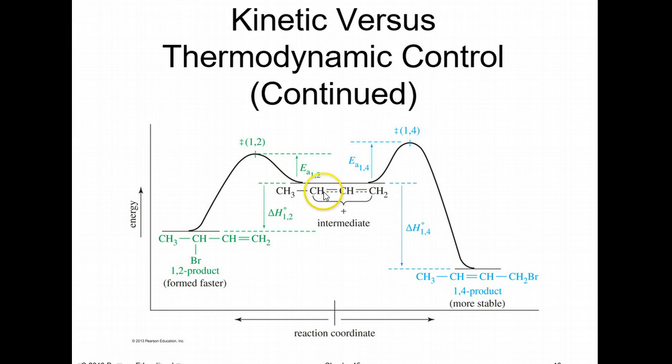Okay, here's my intermediate. My intermediate's the same. It doesn't matter which one. Okay, here is the one that's formed faster. This must be the kinetic product. Okay, my intermediate's the same. Lower energy, okay, because I don't have to make it over a large activation energy.